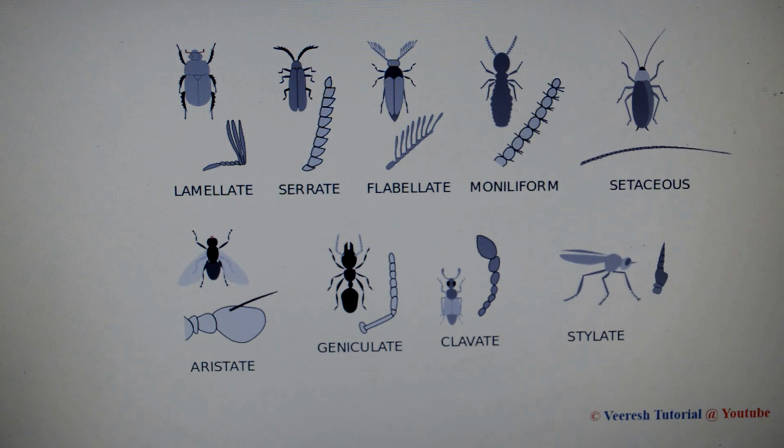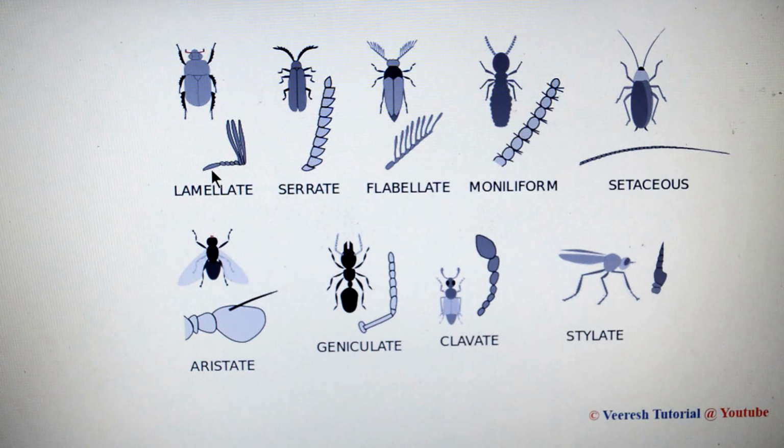So the next one is types of antenna. The first one is lamellated type. It is also called leaf-like or plate-like antenna. So here the antennal tip is expanded laterally on one side to form a leaf-like structure. This type of antenna is present in dung beetles, white grubs, and lamellicorn beetles.